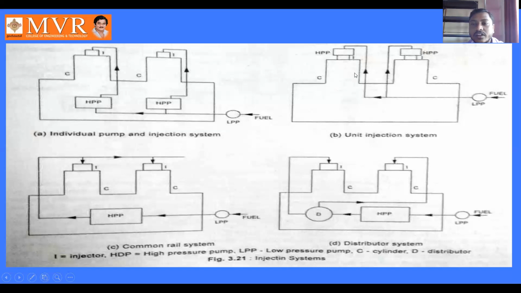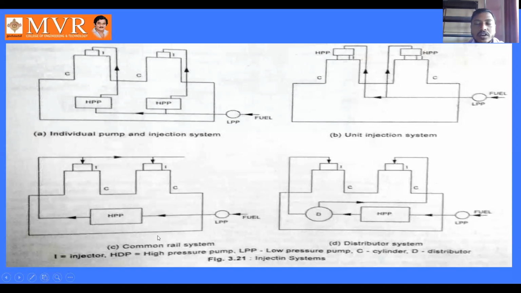We can observe the process here: fuel enters the low pressure pump. From the low pressure pump, it is sent to the first high pressure pump, then to the second high pressure pump. That means two injection systems. This is what we have about the unit injection system.